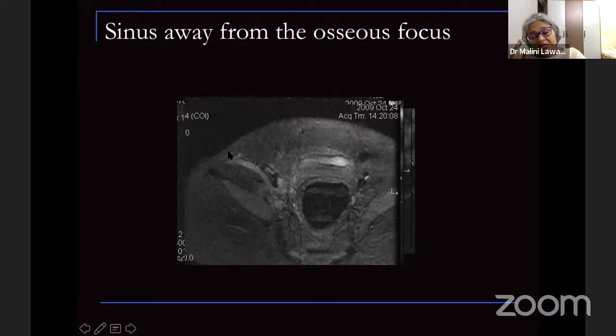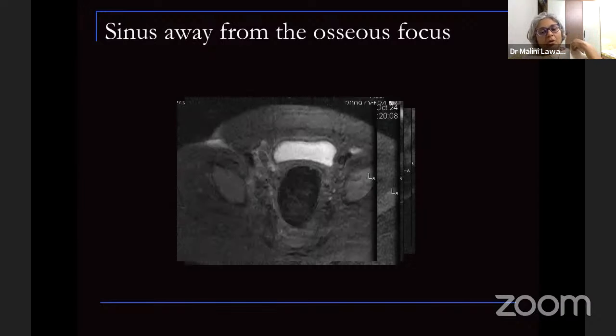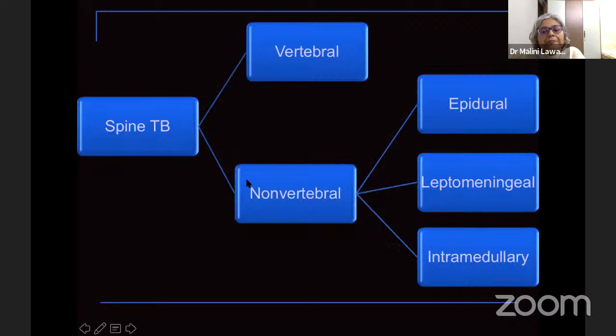So sometimes we've even seen spine infection tracking all the way down along the iliopsoas into the thigh, and then coming out somewhere near the lower thigh or knee, you have a sinus tract. So remember to always trace it up to the osseous focus as far as possible. So this is the sinus tract here, anterior to the hip joint.